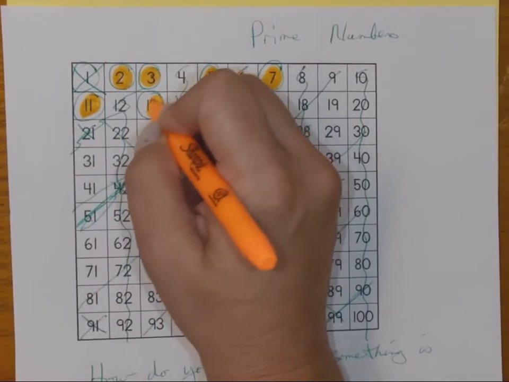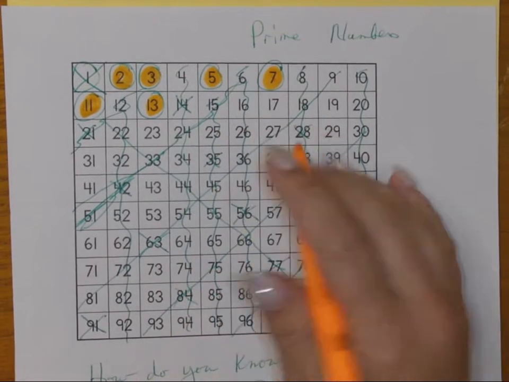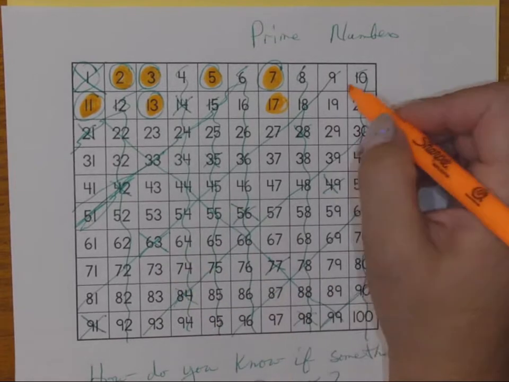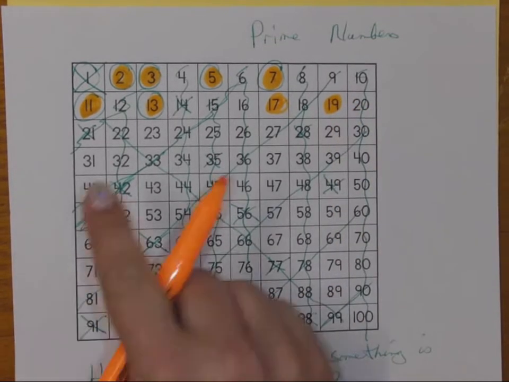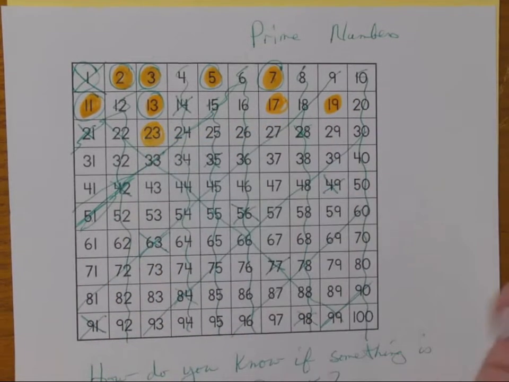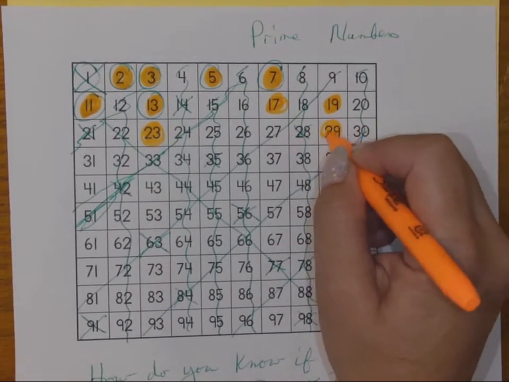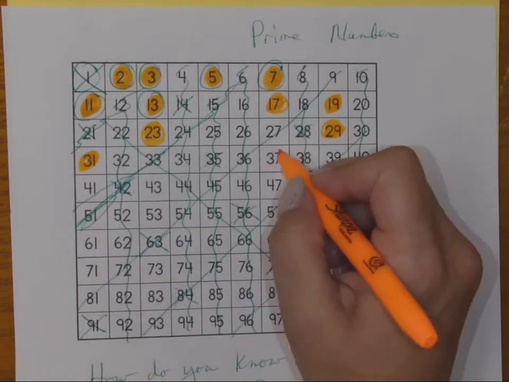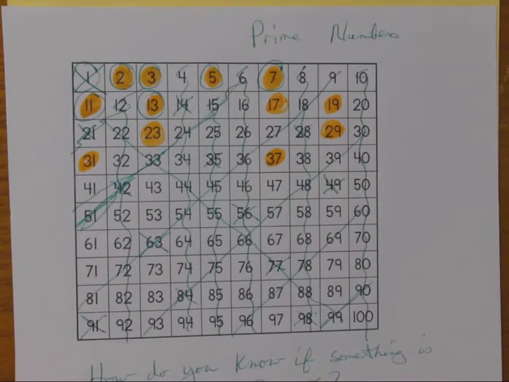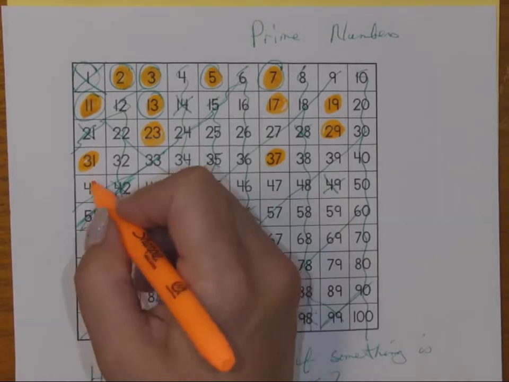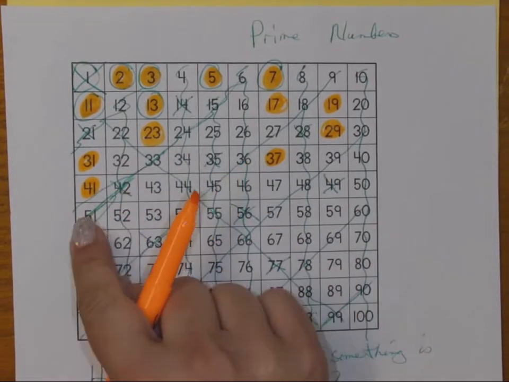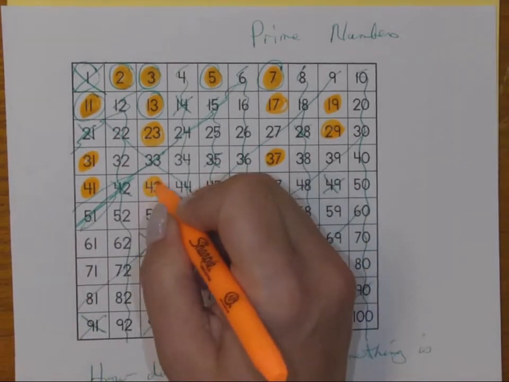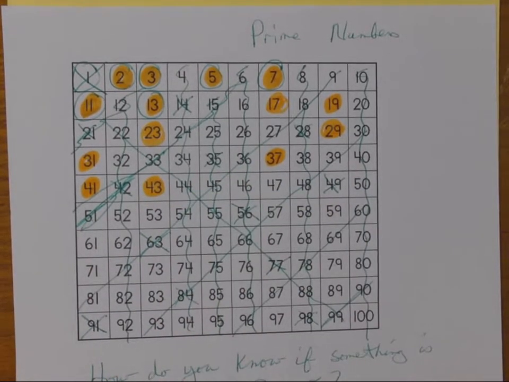11 and 13. 17's prime, by the way, so I'm going to highlight him. 19 wasn't marked out. 23, 29, and 31. Skipping. 37. I believe 41 is prime. I know it kind of looks like I marked it out, but it was supposed to be that diagonal. I got off a little bit. And 43.